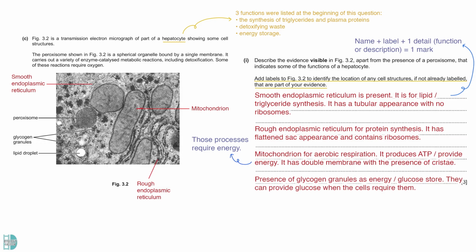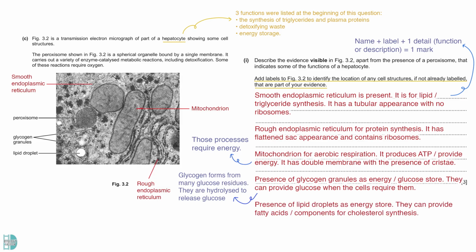The glycogen granules and lipid droplets are for energy storage. Glycogen forms from many glucose residues. They are hydrolyzed to release glucose whenever glucose is needed in the cell. Lipid droplets can provide fatty acids. They also provide components for cholesterol synthesis.